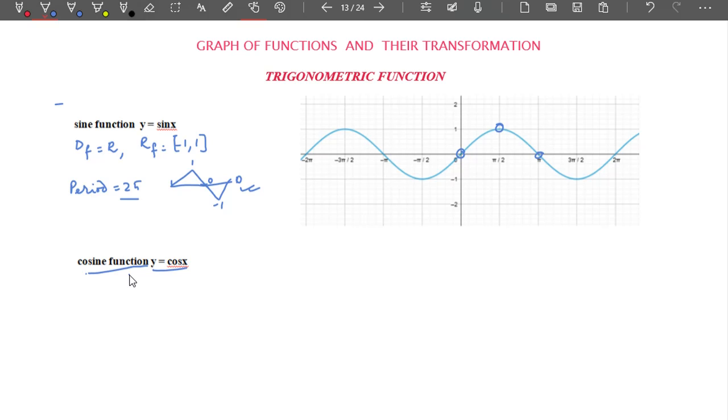It starts its value from 1 at 0. Then it decreases to 0 at pi by 2. It further decreases to -1 at pi. This is your pi by 2. This is your pi. Then it increases to 0 at 3 pi by 2, and further increases to 1 at 2 pi. This is also a periodic function.